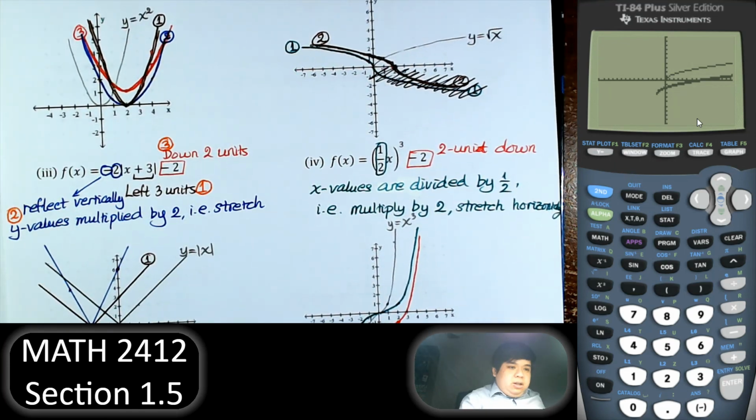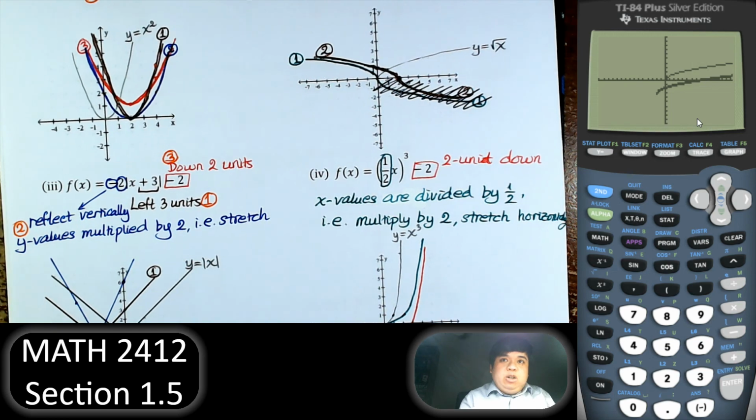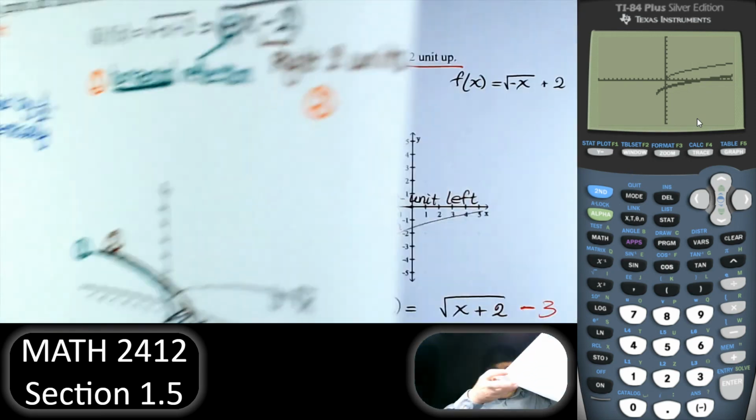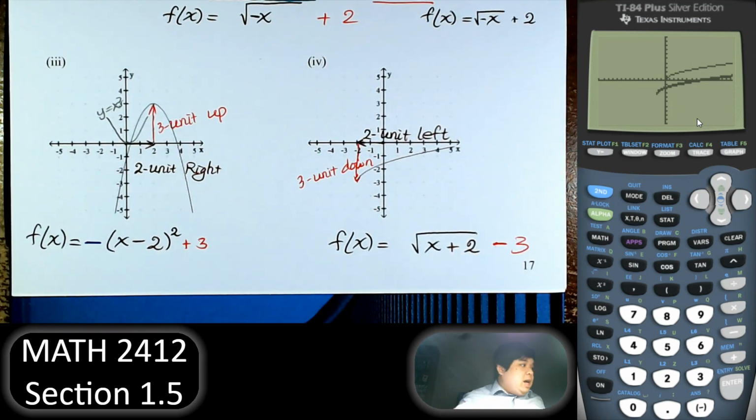Right. So of course we have to know the transformations of the graph, or we look at the graph and know the transformations as well. Right. And with that, I stop this section here.